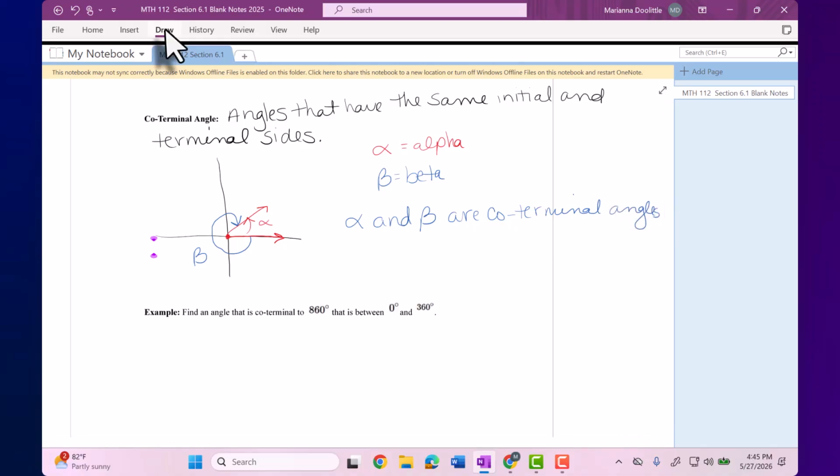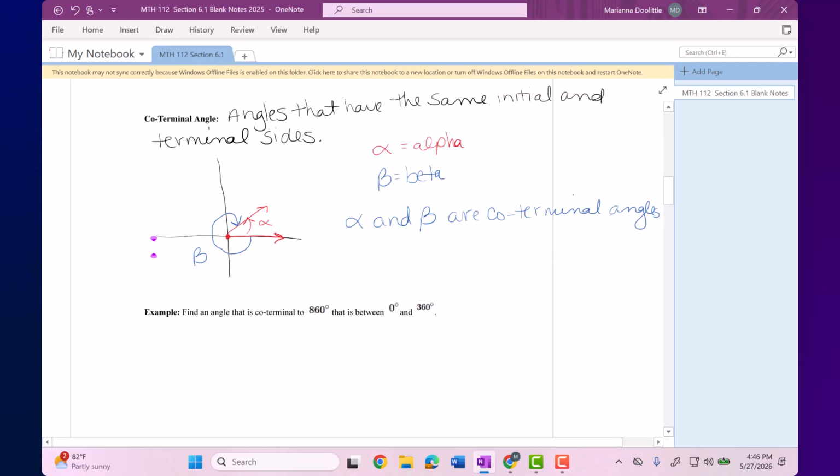I could also look at, starting with my initial red angle there, alpha, I could start here and rotate around twice and end there. And my green angle is also coterminal to alpha and beta. So I can keep going around and rotating and rotating around multiple times, so I can get infinitely many coterminal angles.